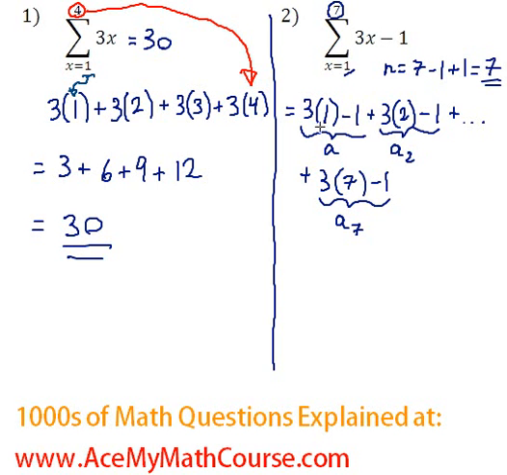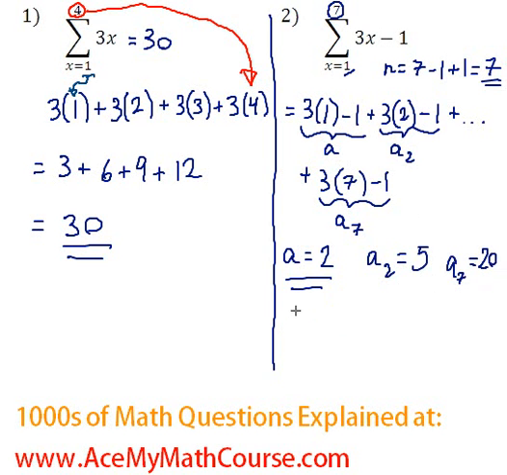So now let's figure out what a1 was. a1 is just going to be 3 times 1, 3 minus 1, 2. What about a2? a2 would be just 6 minus 1, 5, because 3 times 2 is 6, minus 1, 5. And a7, that'd be 3 times 7, 21, minus 1, 20.